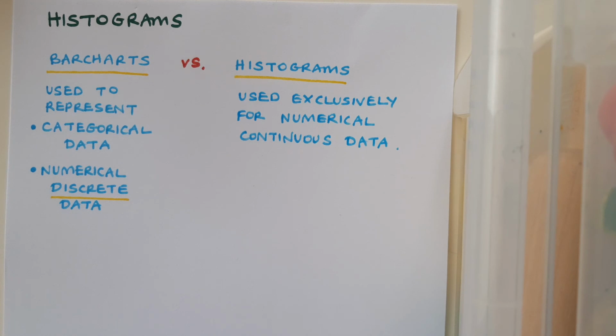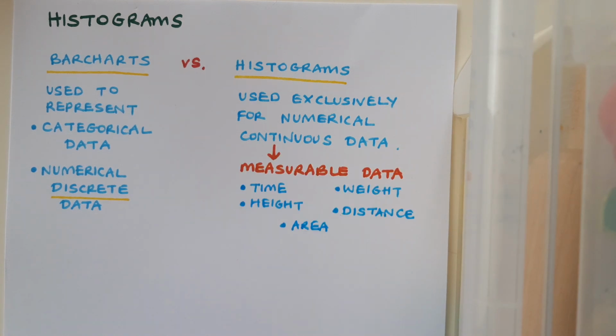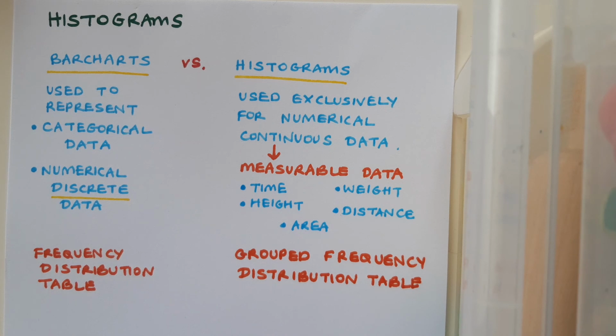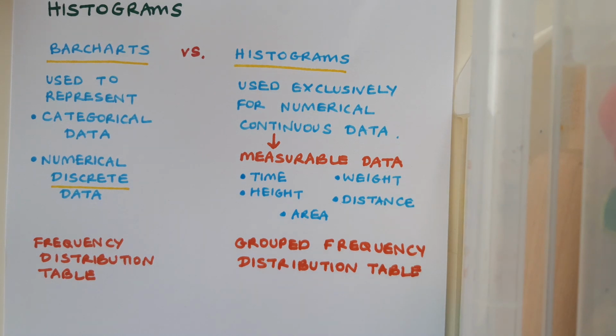So just take a moment again to recall the definition for numerical continuous data. It's measurable data. And the types of data that fall into this category would be things like time, height, weight, distance, area. Generally, if we're drawing a bar chart, we're drawing it from a frequency distribution table. But for histograms, we generally have a grouped frequency distribution table. So this is a table that has intervals, and there's an earlier video explaining about that type of frequency distribution table. Finally, there are some visual differences between bar charts and histograms.